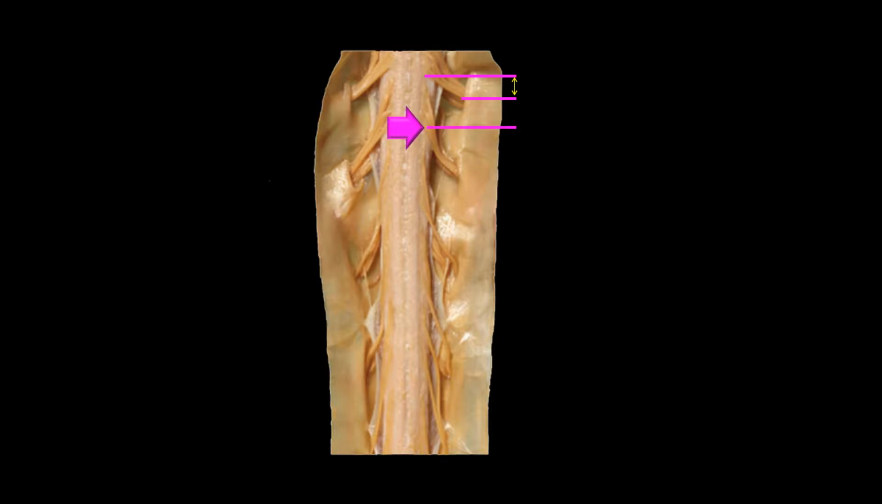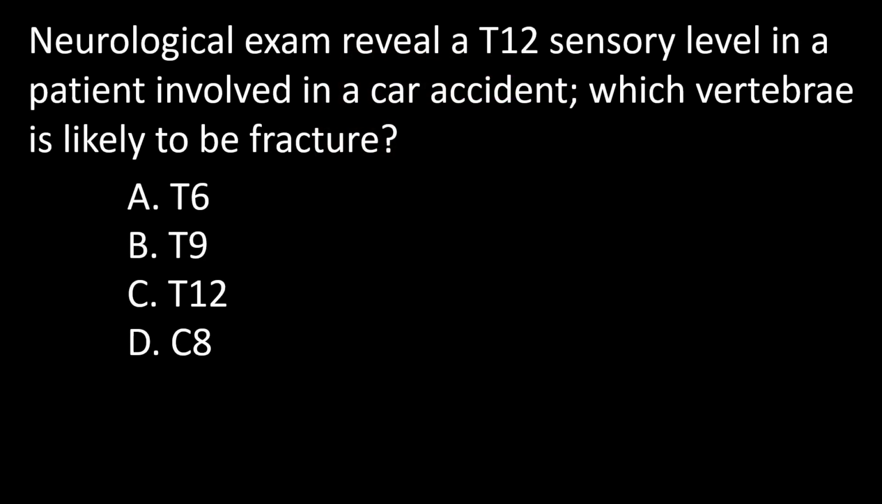Now notice the lowest rootlets in this new bunch and its point of exit. The distance between them is a little bit longer. Now notice the position of the lowest root in this new set and compare it with its exit point. The distance is even longer. So the answer to this question is B, T9.